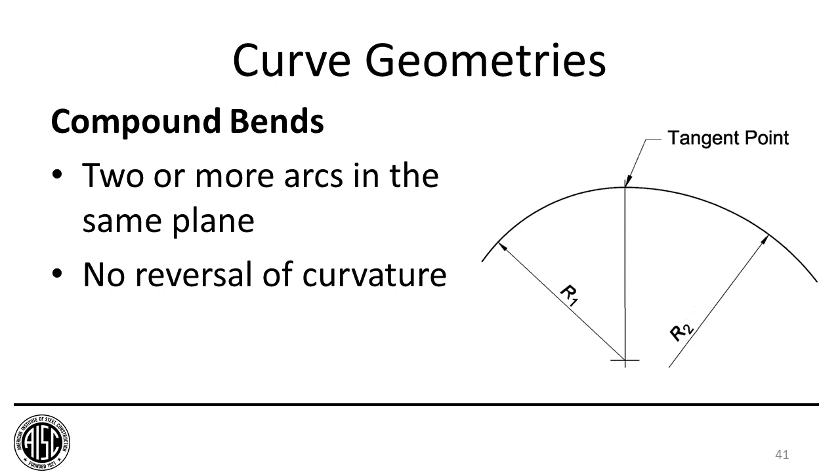All right, next up is compound bends, and that's where you have two or more arcs in the same plane. So it's basically two simple curves, and it can either be one member that is bent twice, or it can be spliced right here at the tangent point with two standard bends that are spliced together. One thing about the compound bend is that there's no reversal of curvature.